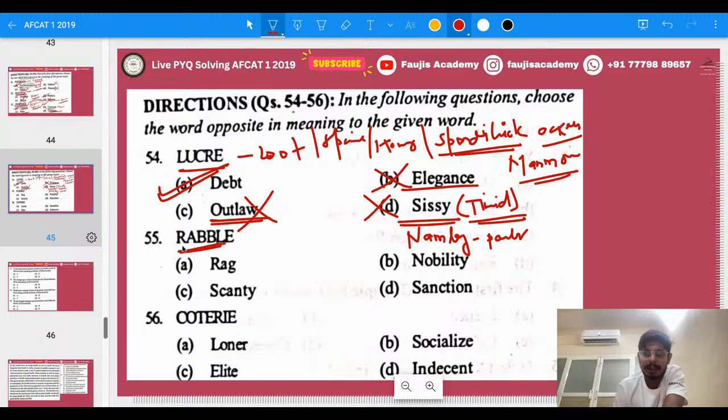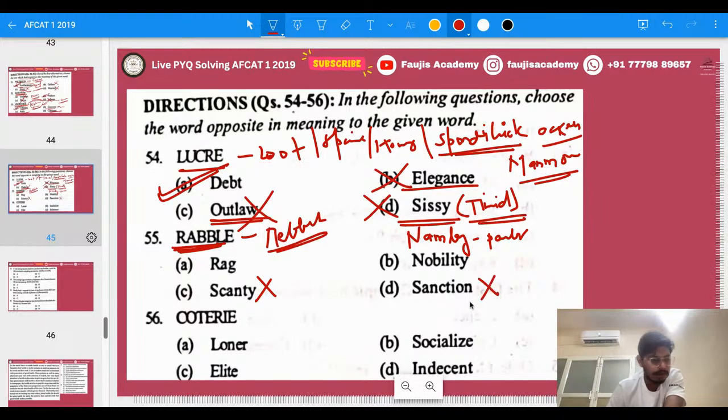Rabble. Rabble means an annoying crowd of people, those who might do harm. That is the rabble, RABBLE. It is something similar to rebel. Please check the spelling.